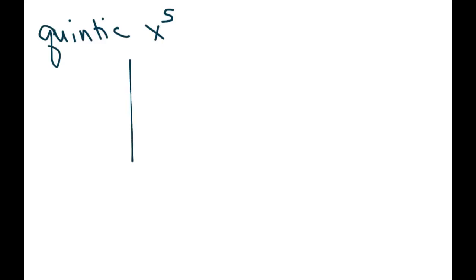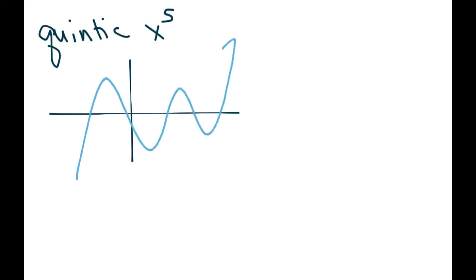Now let's talk about quintic. Q-U-I-N-T-I-C. Quintic are 5th degree polynomials. A 5th degree polynomial can hit the axis at most 5 times. 1, 2, 3, 4, 5. So it could have 5 real roots.